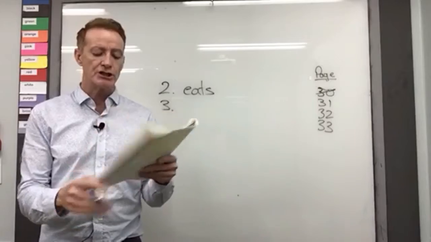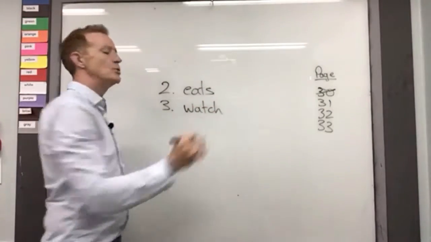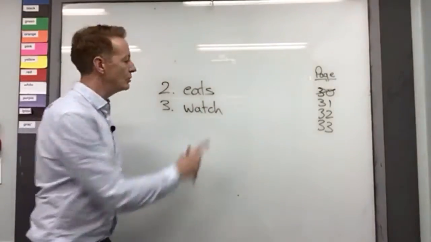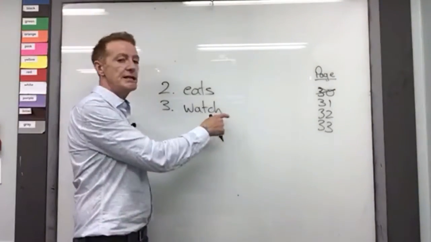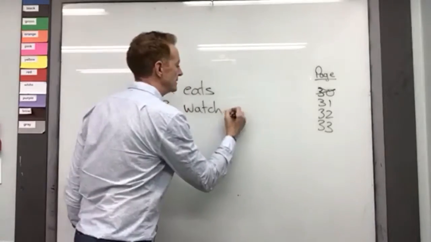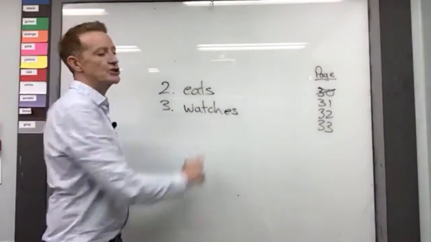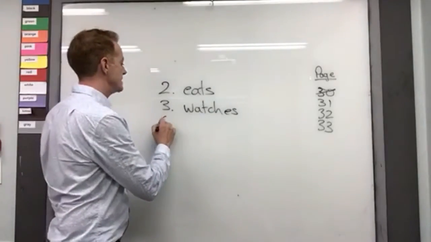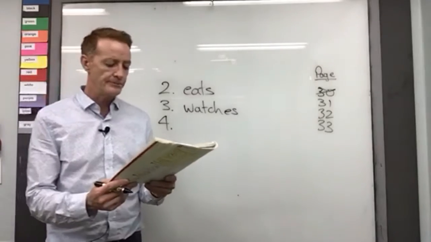After work, the verb is watch. After work, she watches TV. No, we have to put something at the end. What is it? After work, she watches TV. All right, number 4.